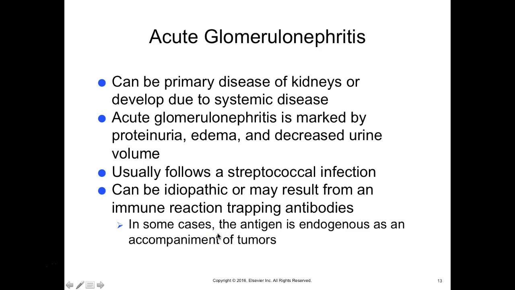Acute glomerular nephritis. So we can see from this word we have inflammation of the glomerulus. It can be a primary disease of the kidneys or develop due to systemic disease. Acute glomerular nephritis is marked by proteinuria, so we have protein in the urine, edema, so swelling, and decreased urine volume. It usually follows a streptococcal infection, so group A beta hemolytic streptococcal infection. It can be idiopathic or it may result from an immune reaction which traps antibodies. In some cases, the antigen is endogenous as an accompaniment of tumors.